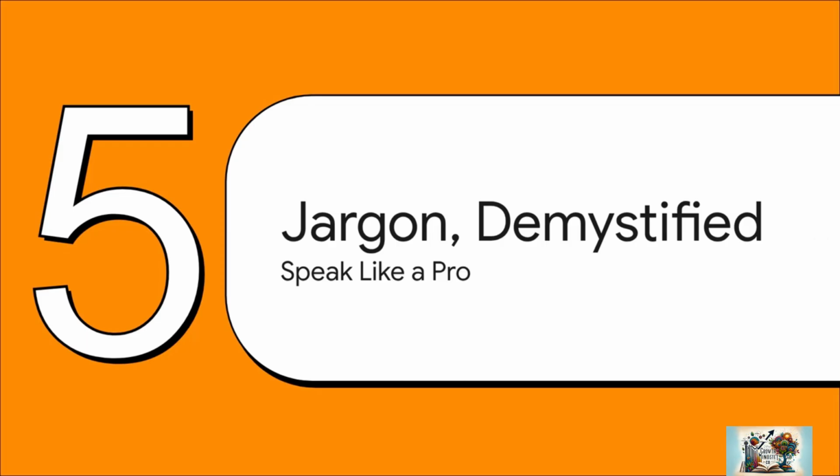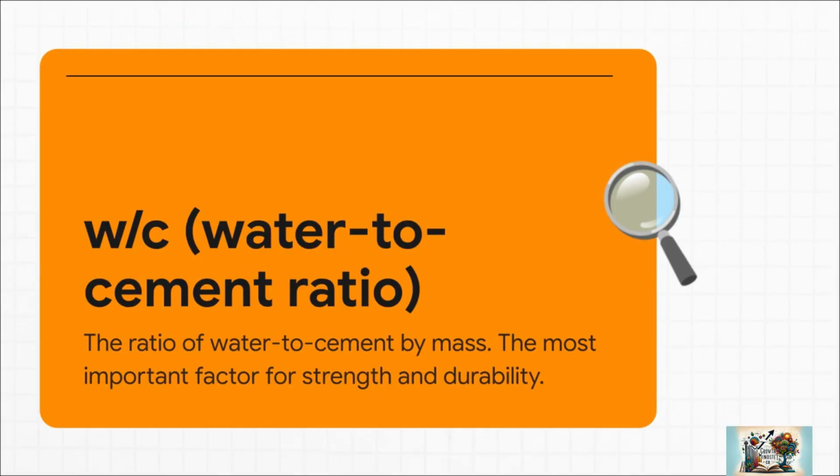All right, to make sure you're totally confident using the tool and discussing your mix design, let's do a quick fire round and demystify some of the key terms you're going to see all the time. First up, the WC ratio, or water to cement ratio. Just think of this as the master control lever for your entire mix. You lower this number, and you generally get stronger, more durable concrete. It is, without a doubt, the single most important number to keep your eye on.